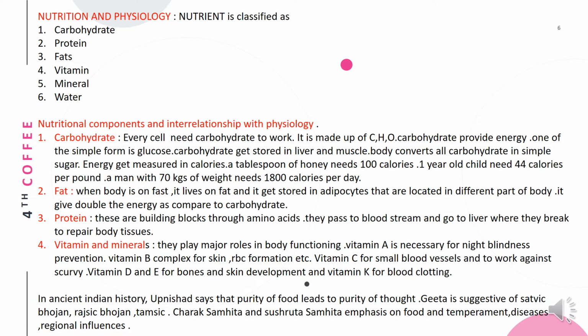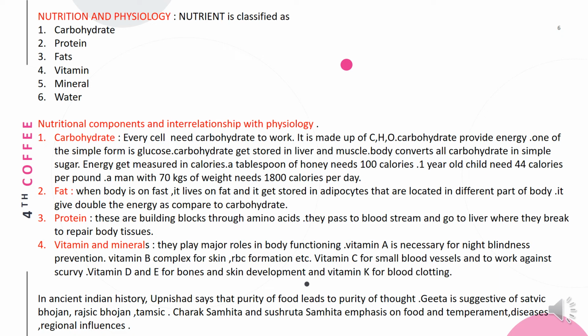Energy gets measured in calories, and a tablespoon of honey has 100 calories. A 1-year-old child needs 44 calories per pound. A man weighing 70 kgs needs 1800 calories per day. When the body is fasting, it lives on fat, which gets stored in adipocytes located in different parts of the body, and it gives double the energy as compared to carbohydrate.